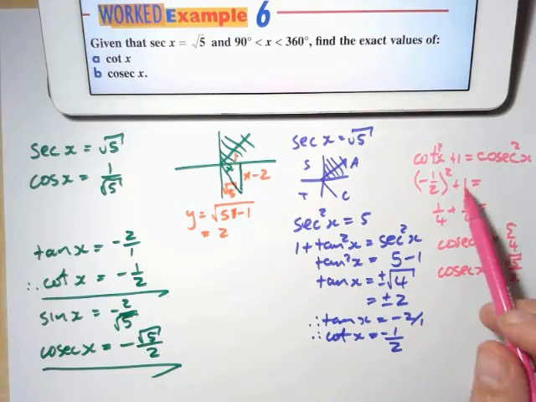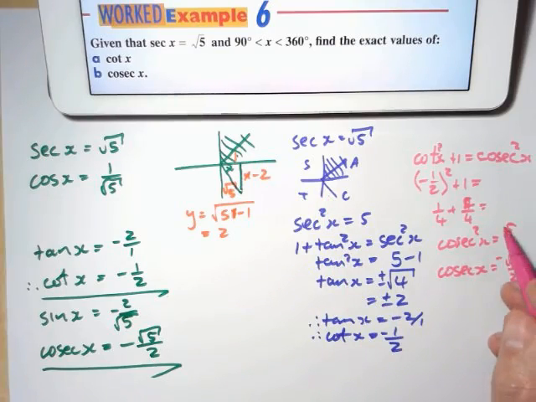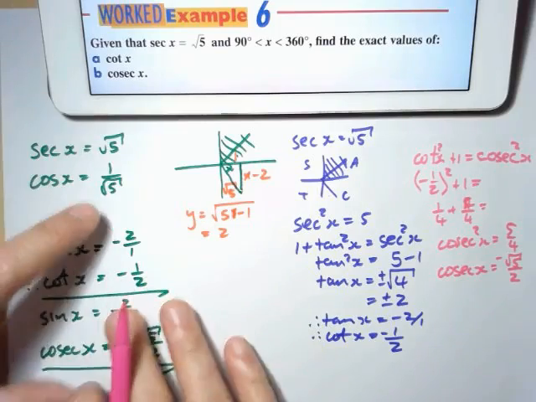Also have to remember that in my fourth quadrant, cosec is the same sign as sine, so it's going to be negative. I still find this way much easier.